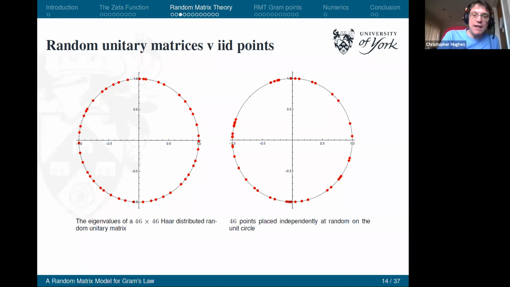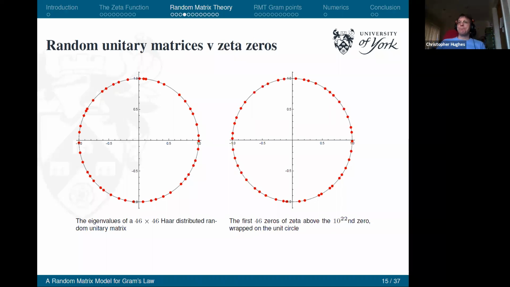Excuse me. Now, if I now take some zeros of zeta at approximately the right height, so about 10 to the 22nd zero should roughly correspond to 46 by 46 matrices. I'll explain why later. You can now see that these pictures look much closer. You can look at these and go, yeah, maybe there's something going on. And I can do better.